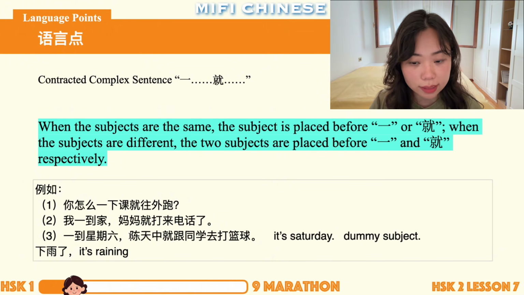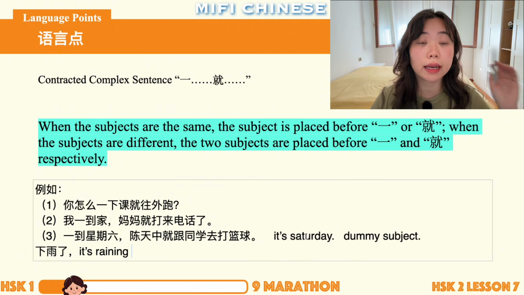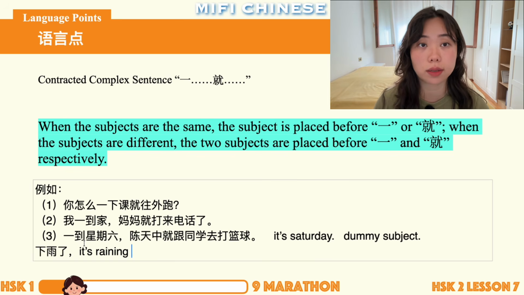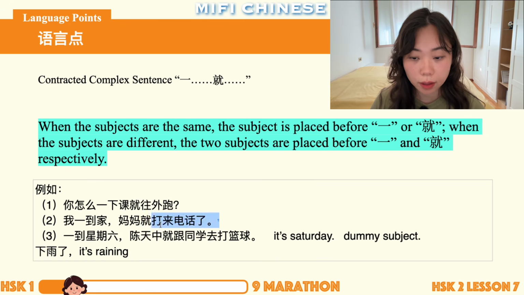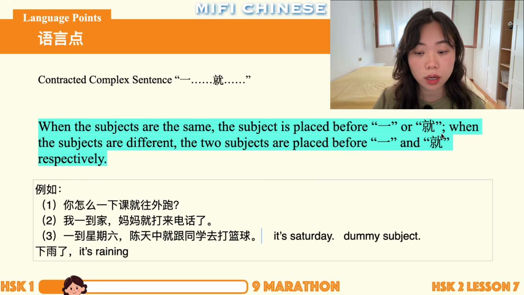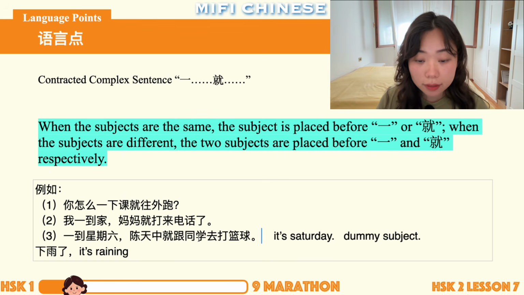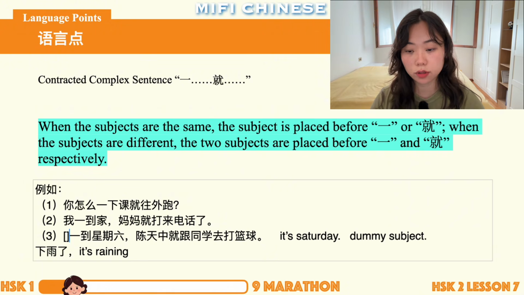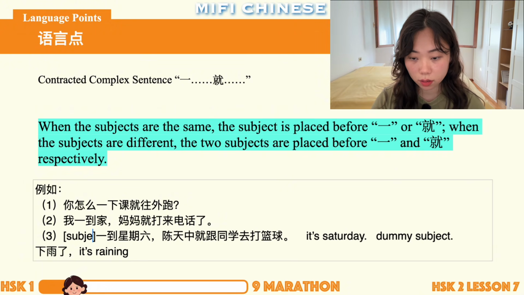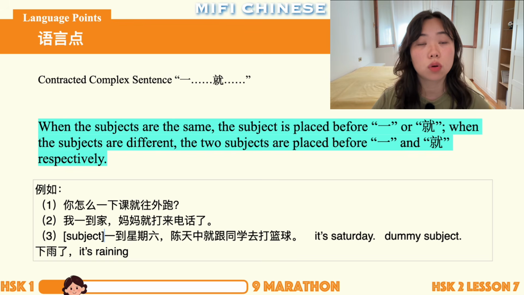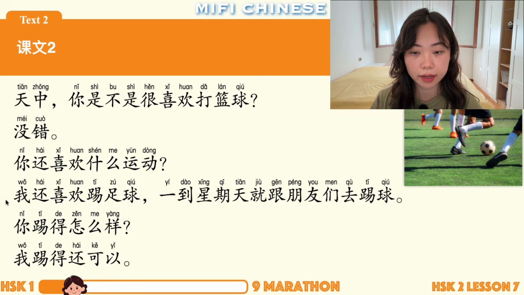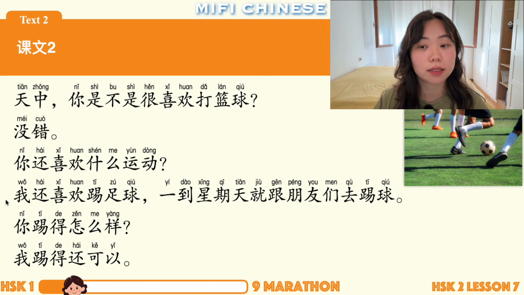So here, 一到星期六 is the same as it's Saturday. In English, we have the it. But in Chinese, we can just say 一到星期六 without a subject. So that's why the third example is still the second situation where the subjects are different. Because the first one, you're talking about the date. The second one, you're talking about Chen Tianzhong going to play basketball, right? So that's why we can omit the subject here. Originally, here should be the place for the subject, but because there is none, we can just delete it and say it simply. All right? Did you get it? Okay, very good. Now, let's move on to the second text.